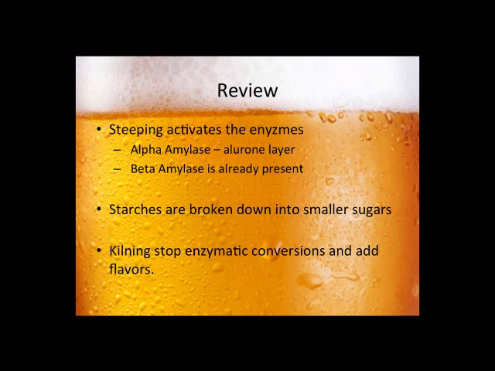So let's do a quick review. Steeping activates the enzymes, alpha amylase and beta amylase. Those starches that were present are broken down into smaller sugars. Kilning stops this enzymatic conversion and also adds some flavor and color.